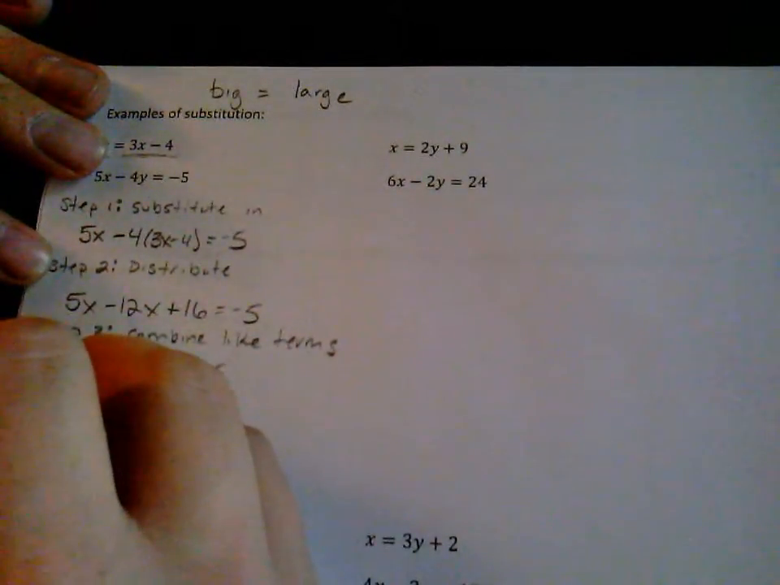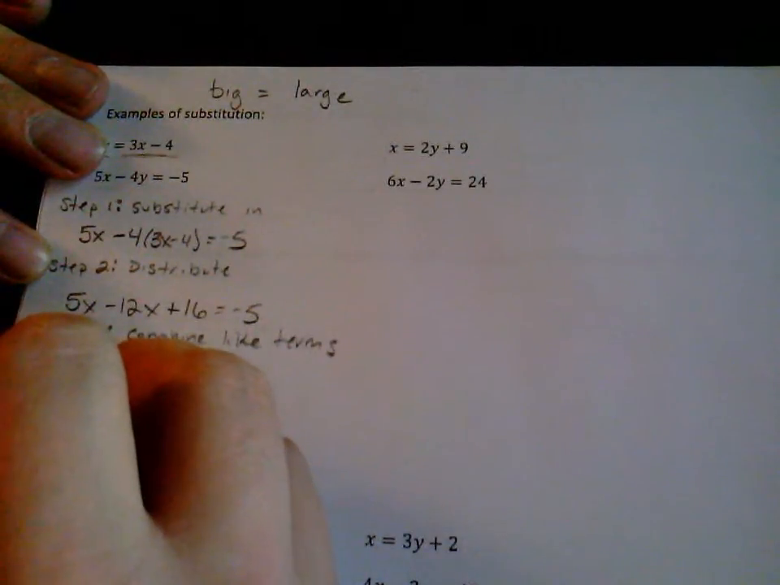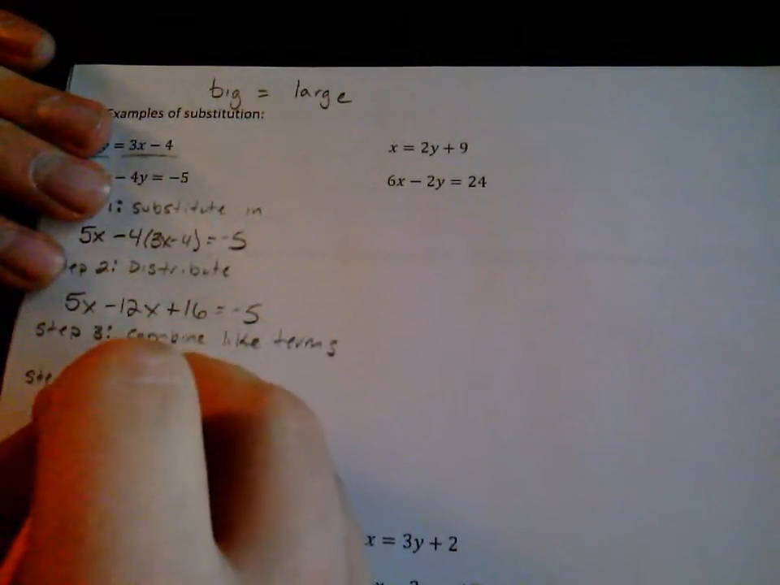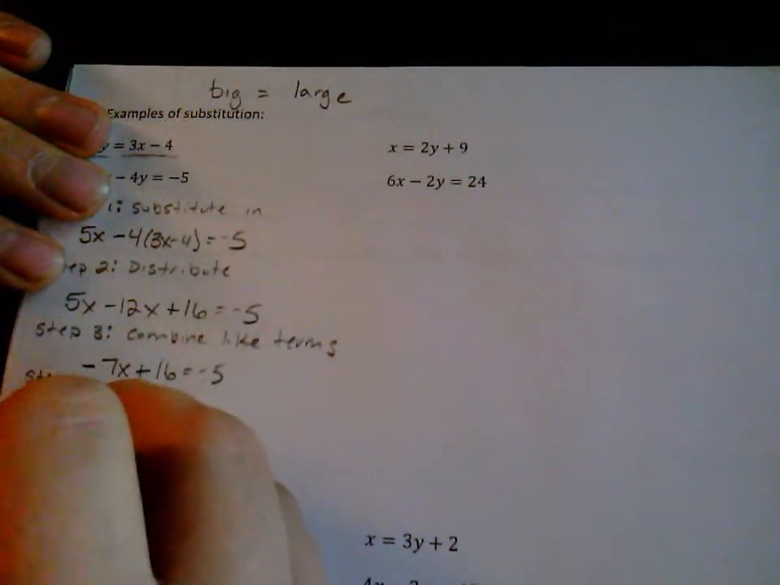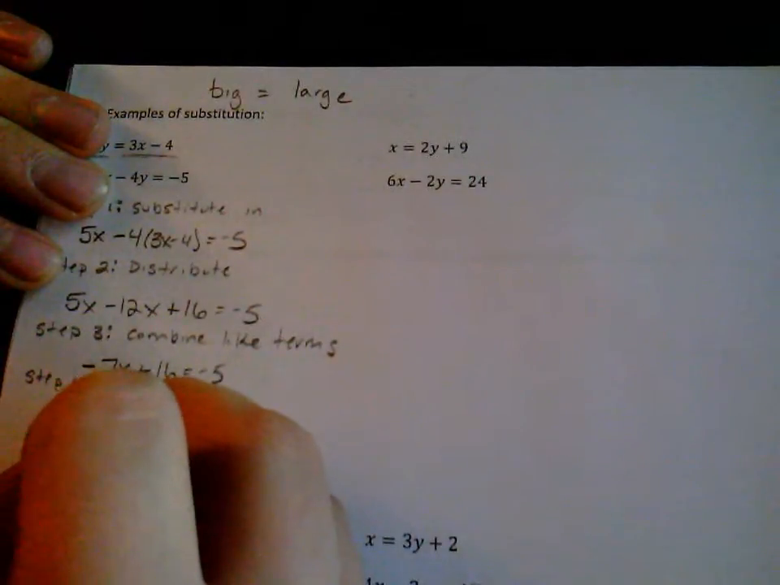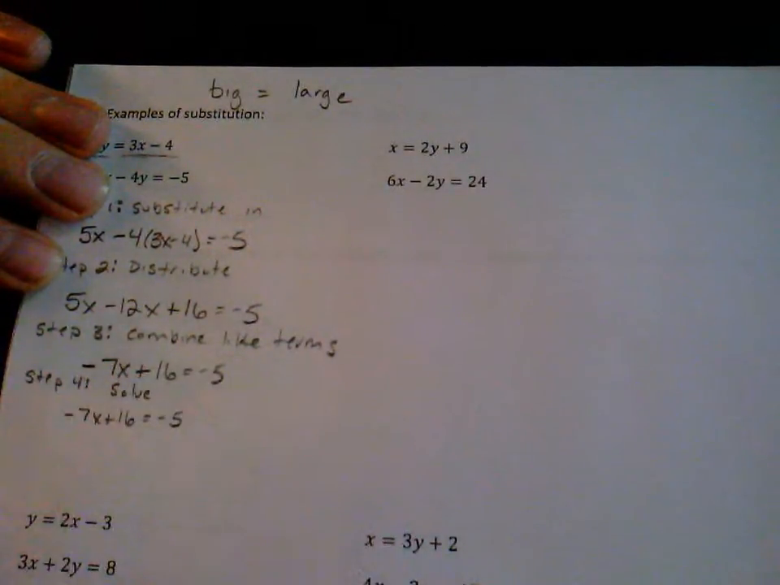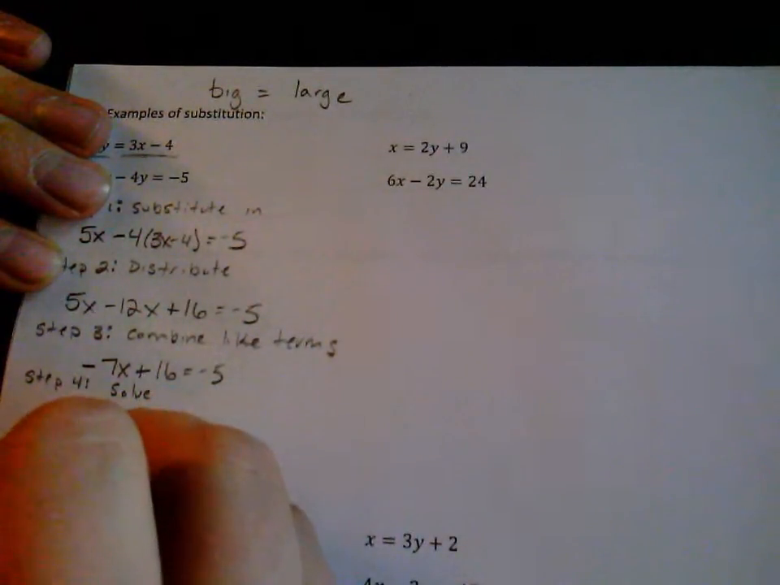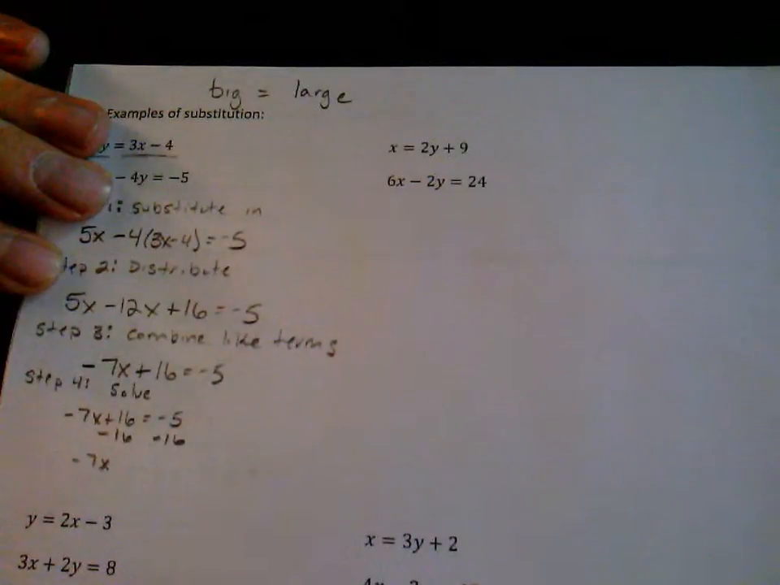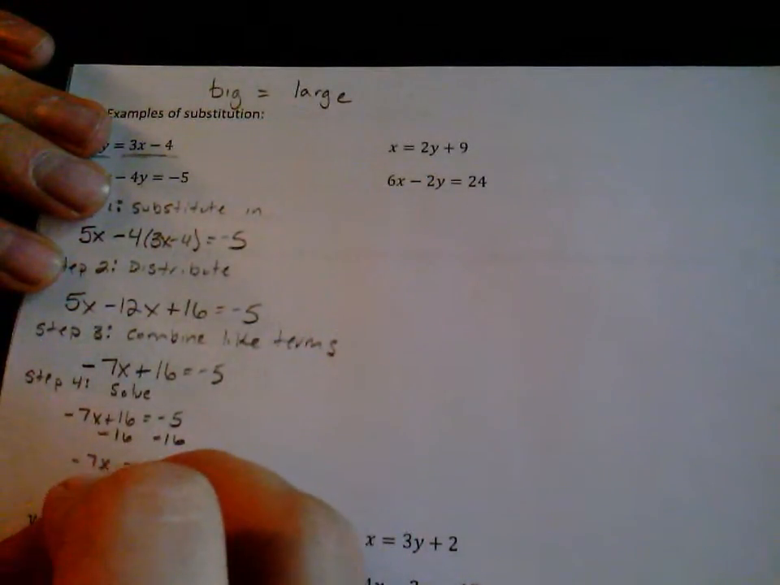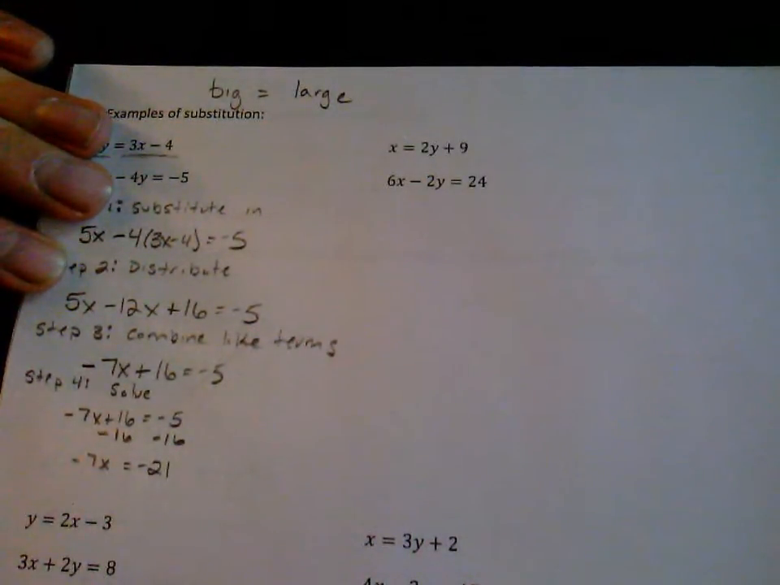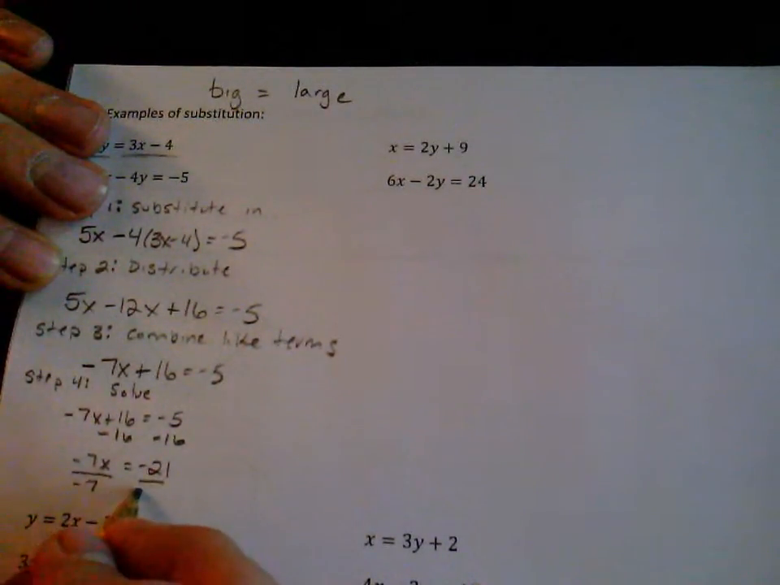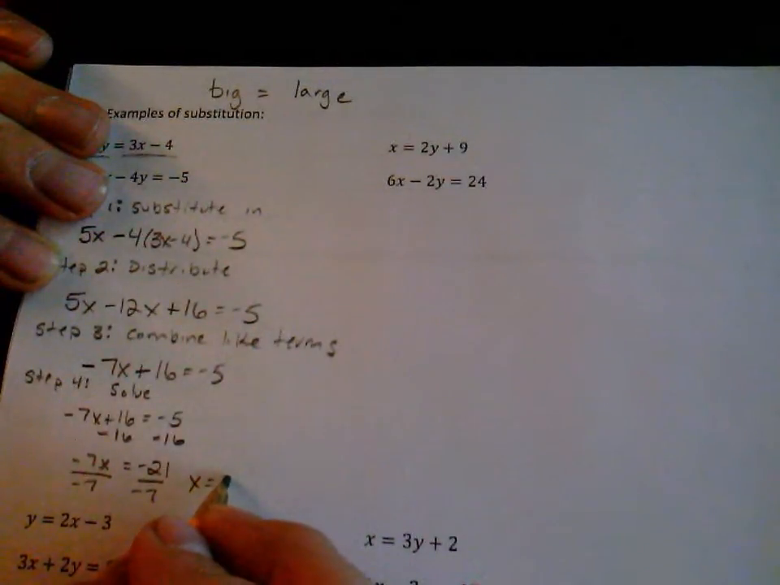Step 4, what you do here is you just solve. So you have negative 7x plus 16 equals negative 5. You subtract that 16, negative 7x equals negative 21. Then you just divide by negative 7 and get x equals 3.